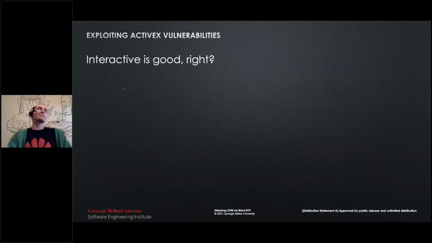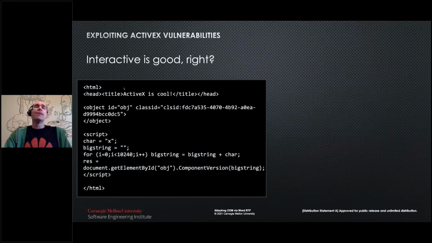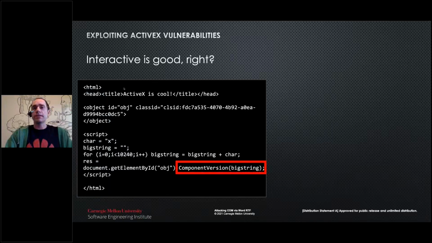So let's think about this interactivity. Rather than my sample website where I'm just putting this ActiveX control, I'm actually going to script it. So I can control it with the script section here. And I'm just going to call this component version with this variable that I call big string, and it's like a 10K long string. What happens when we load this page in Internet Explorer 6?